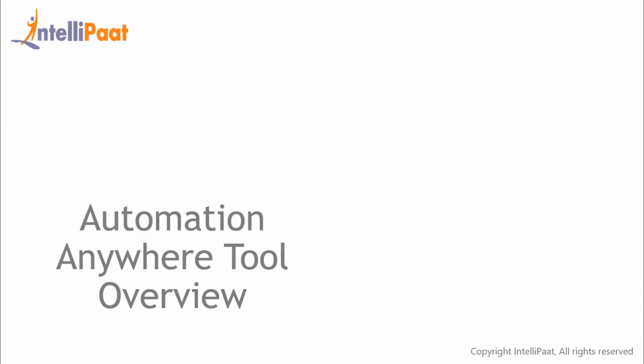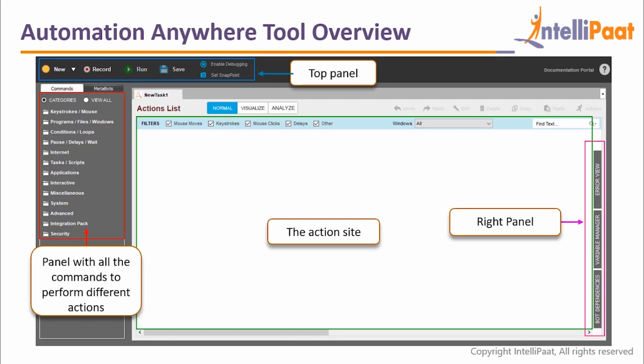Our next topic is the Automation Anywhere tool overview. So this is our Automation Anywhere tool overview. We have a top panel, the action side panel with all the commands to perform different actions, and a right panel. Let's have a look at each of these.